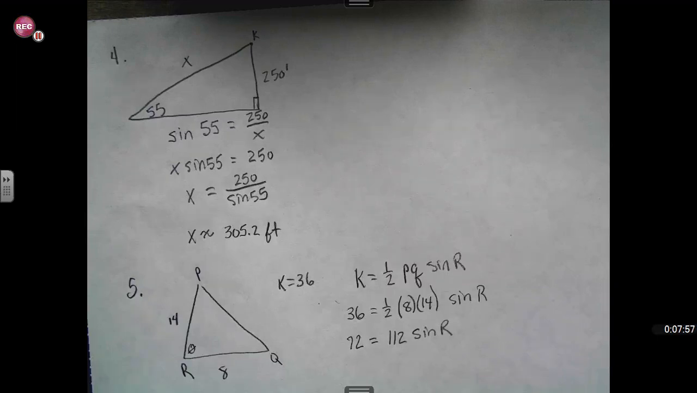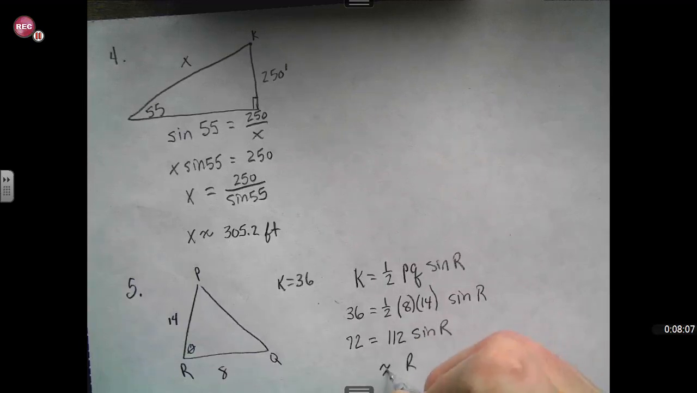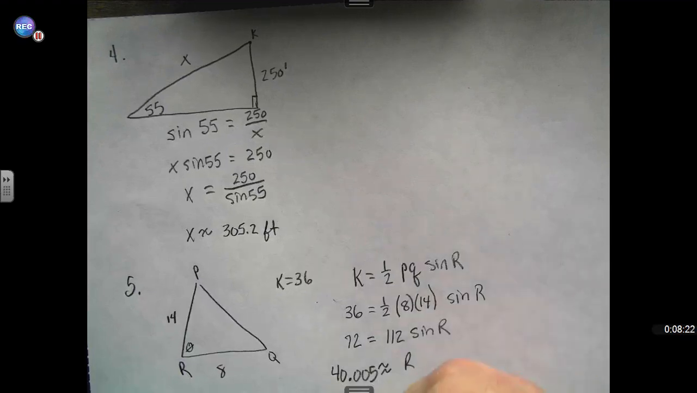So second sine, and then I'll hit second answer, insert that decimal, and I get 40.005 and so on. We are still in the directions where it says round answers to the nearest tenth. So that's actually going to round to 40.0.